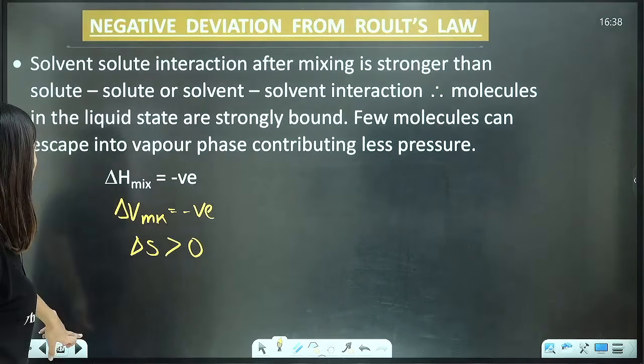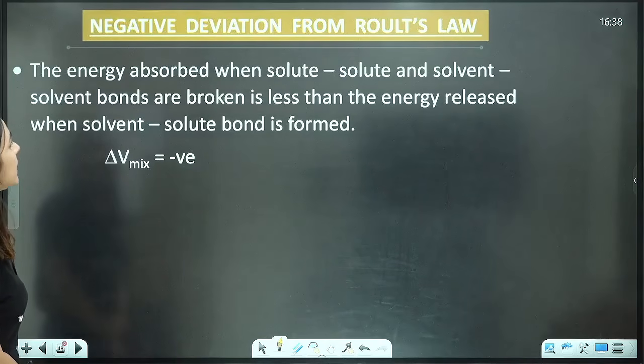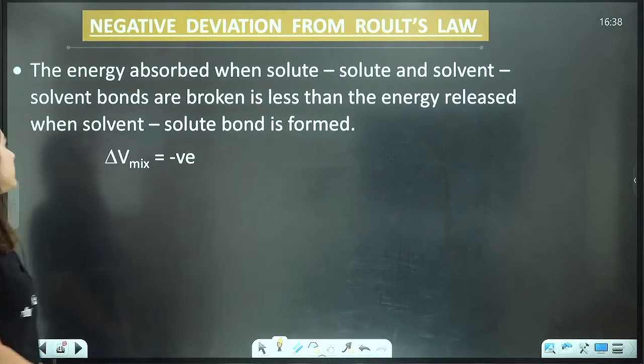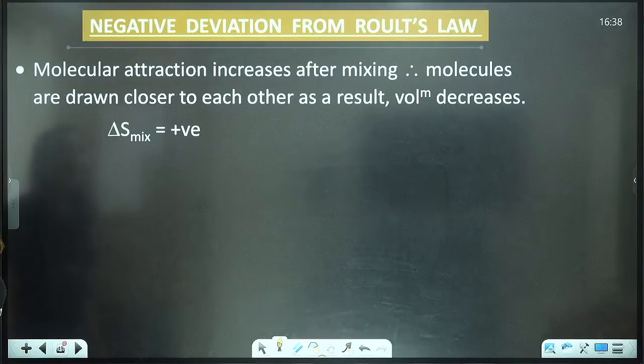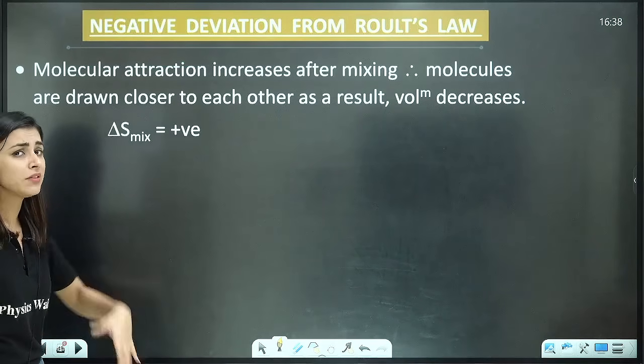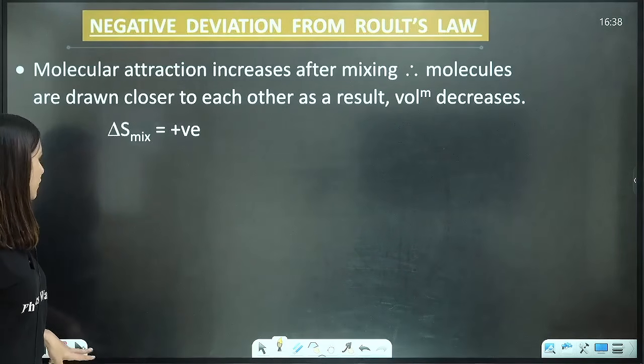Perfect. Yes. Here are the statements. The energy absorbed when solute-solute and solvent-solvent bonds are broken is less than the energy released when solvent-solute bond is formed. Delta V mixing is negative. Molecular attractions increase after mixing. Molecules are drawn closer to each other. As a result, volume decreases. The delta S mixing will be positive. I hope you understand this because of the randomness.